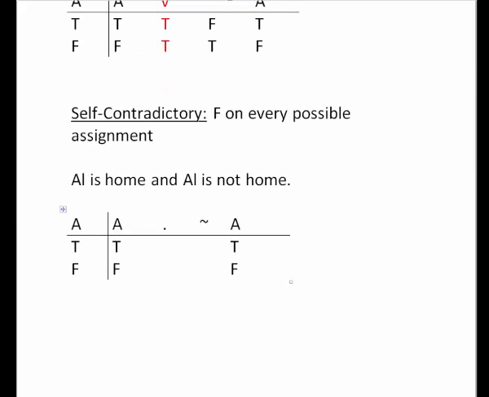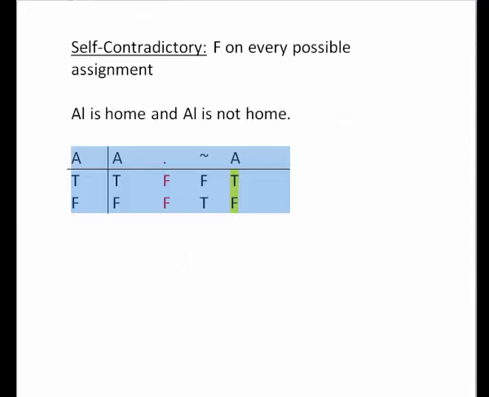Our model for this kind of statement will be the sentence A dot tilde A. The possible assignments for A are true or false. If A is true, then tilde A is false. And meanwhile, if A is false, then tilde A is true. The rule for the dot is that it's only true when both sides of it are true. And in this case, that never happens. So this is an example of a self-contradictory statement, something you didn't really need our system in order to determine.